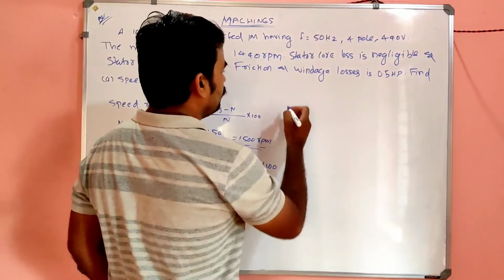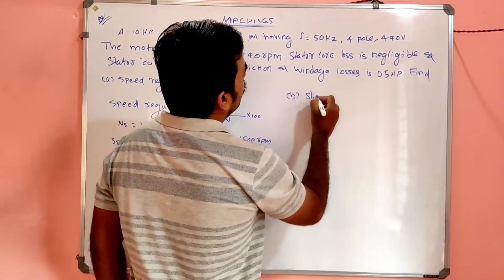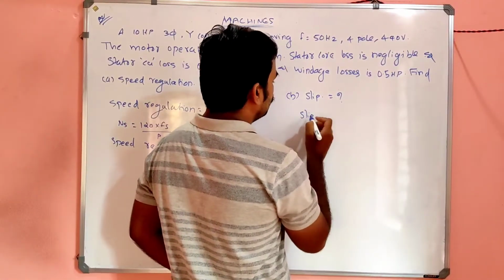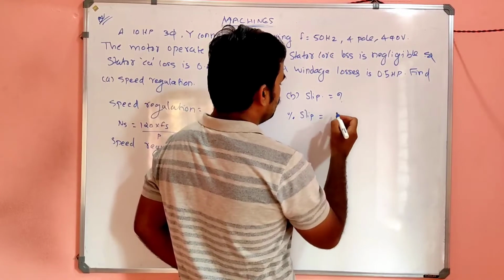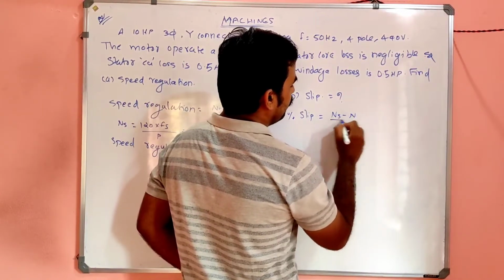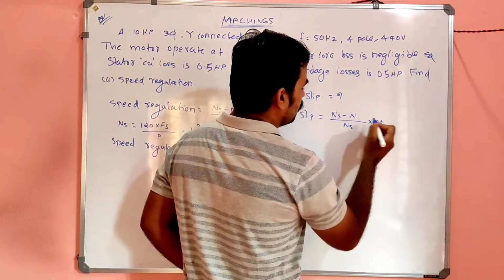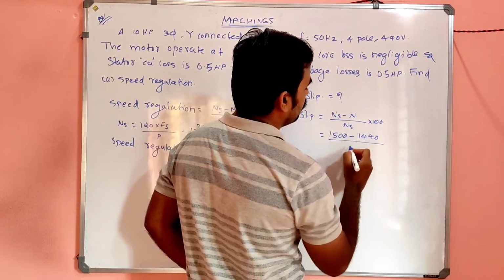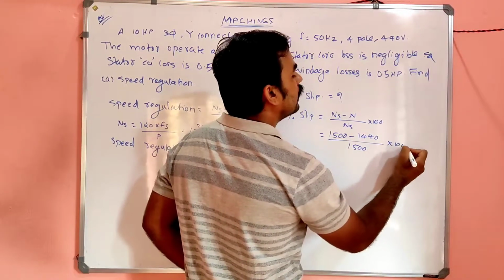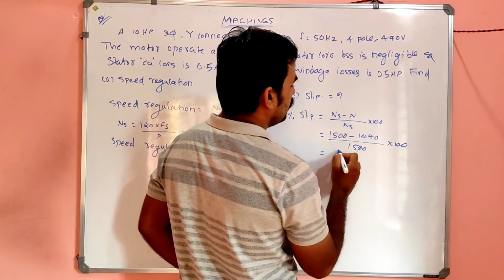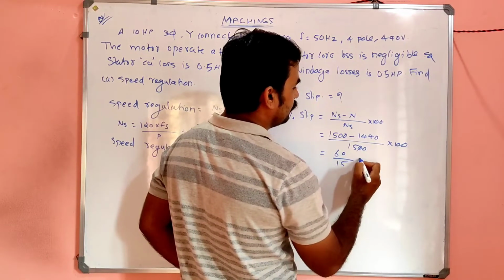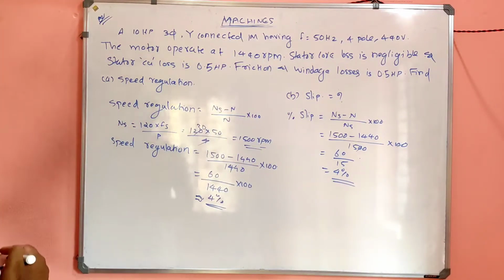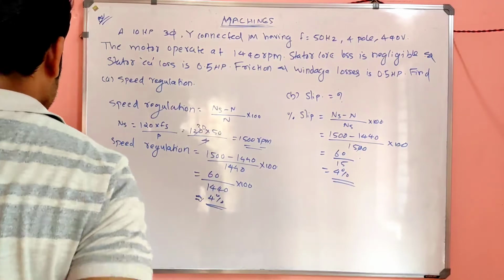Next you have to find slip. So what is the equation? Simple again. Slip is equal to, or percentage slip you can go, it is very easy. Ns minus N divided by Ns into 100, my dears. So it will become 1500 minus 1440 divided by 1500 into 100. Correct? It will be 16 divided by 5. So it will be simply 4%. So that is the slip equation.